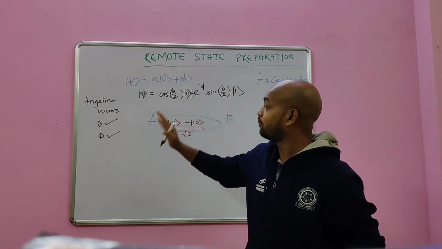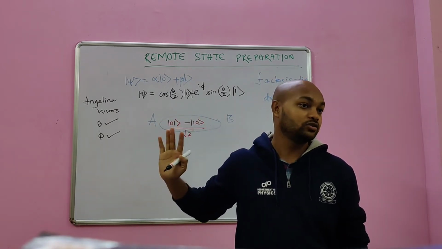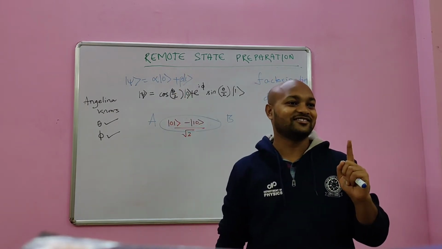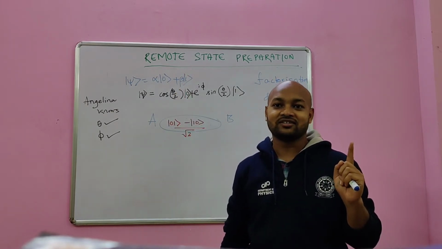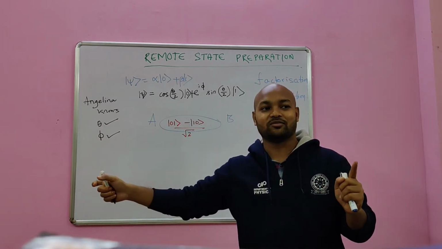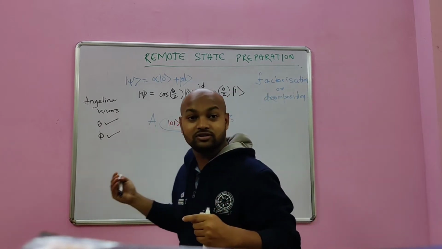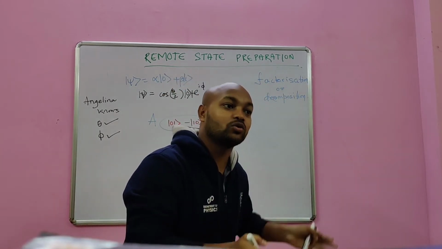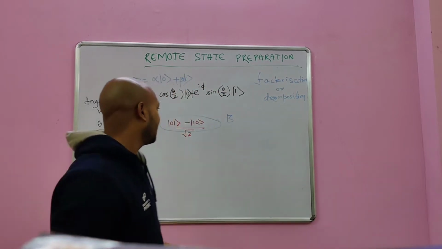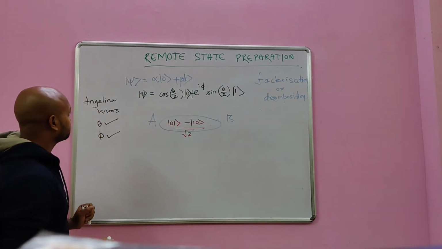But then, it was told that you need one classical bit only. And that is the reason he mentioned the minimum classical bits required for remote state preparation, and that was the history. We will see how you can reduce the cost to half. Clear? Alright. Let's see.